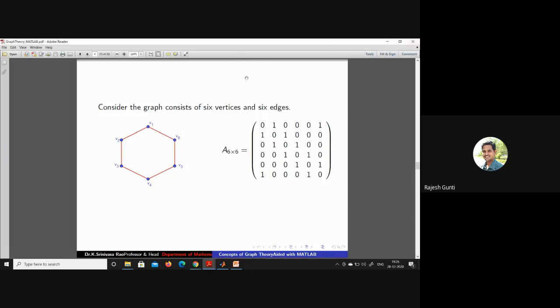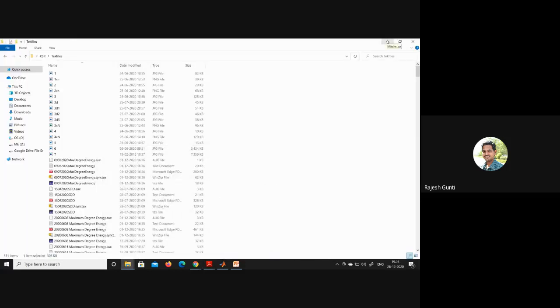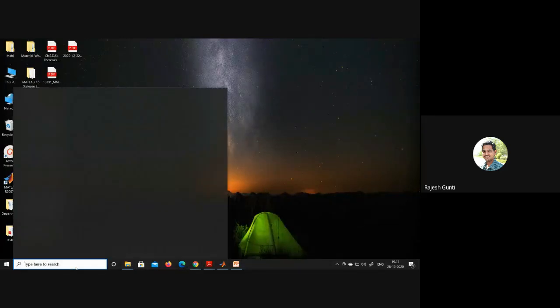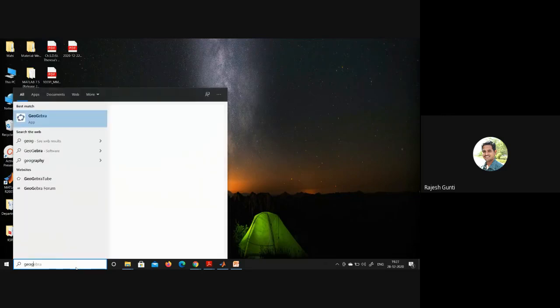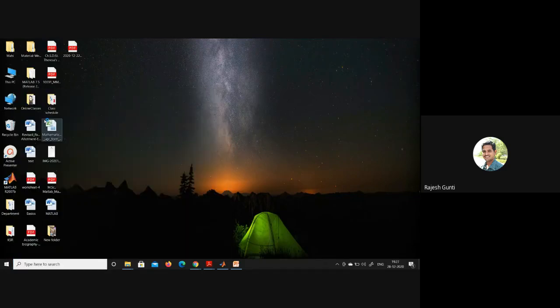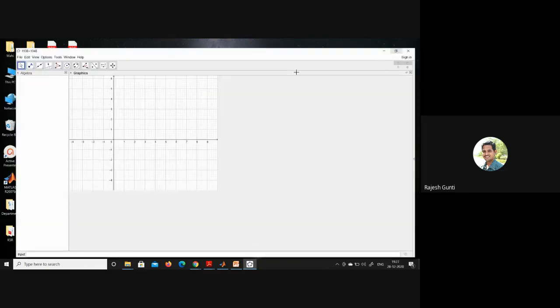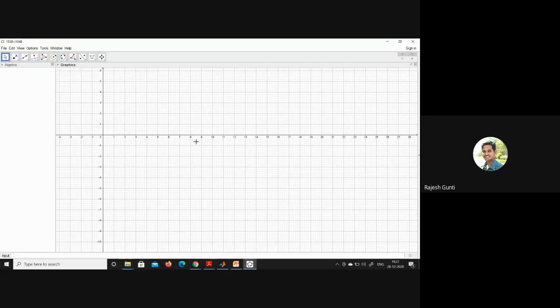But I won't suggest MATLAB to draw a diagram. There are so many software packages available to draw diagrams. For example, there is GeoGebra software. I won't suggest MATLAB to draw this type of diagram. There are some small software packages available, and using them we can easily draw the graphs.